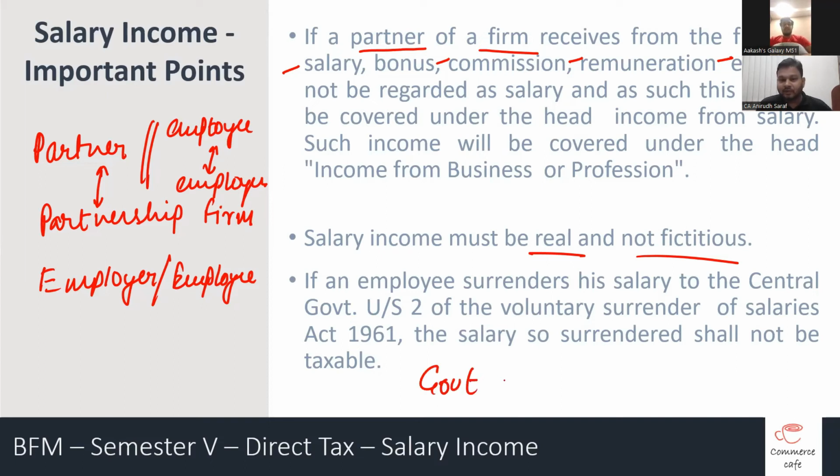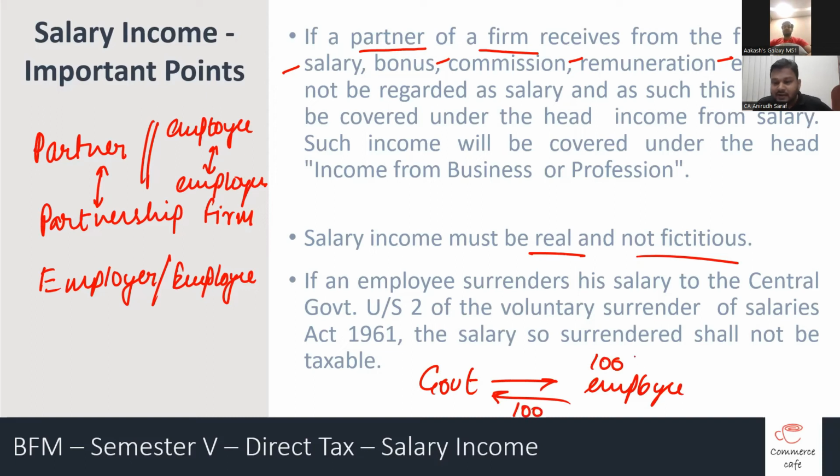So if the government is giving salary to the employee, and then the employee says, I will surrender this, I will give it back to the government, then the government will not collect tax from itself, right? Because the salary is coming back. See, on first hand, government pays 100. The person says, listen, I'm surrendering my salary, you take back 100.